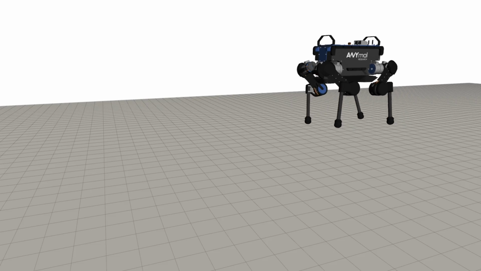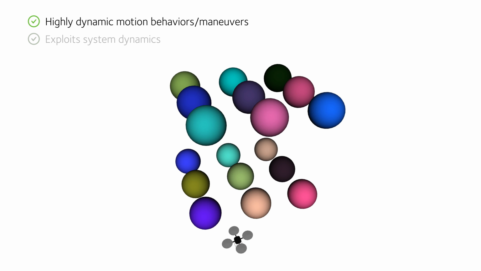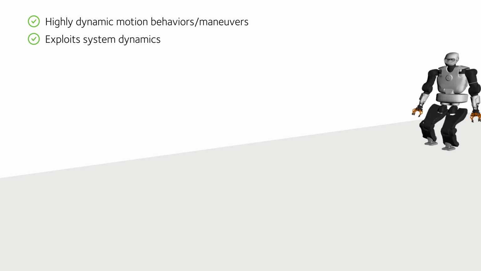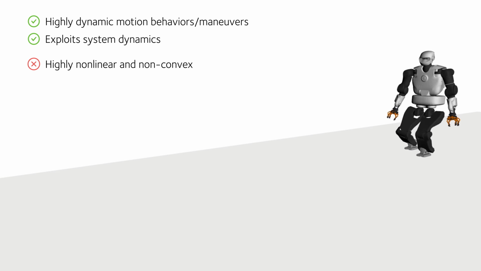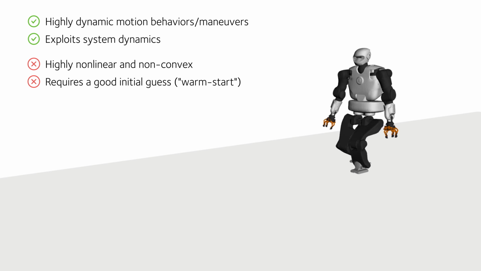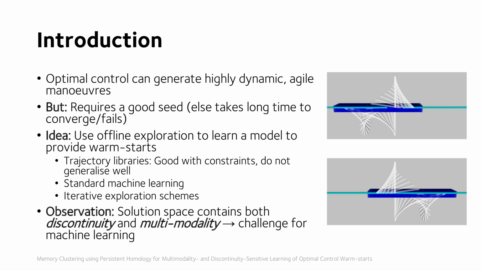Optimal control is a versatile method to generate highly dynamic motion behaviors and maneuvers by exploiting system dynamics and operating over a long time horizon. However, the problems are often highly nonlinear as well as non-convex, and without a proper initialization, the algorithms tend to take a long time to converge or can easily get stuck. Thus, near-optimal initialization from offline experience is widely explored.